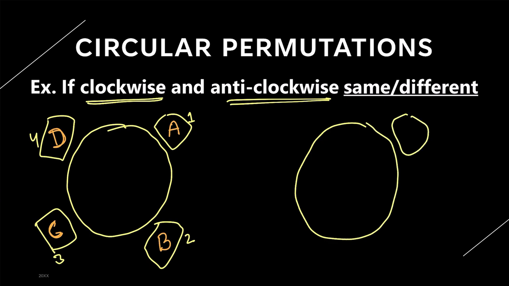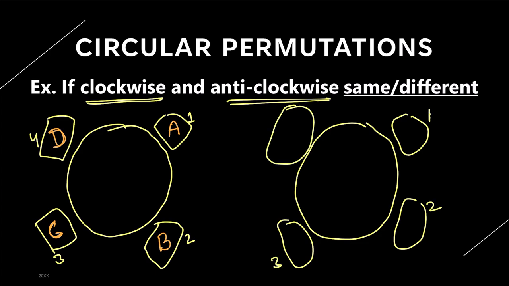This is seat number 3, seat number 4. Again, I'm marking it as 1, 2, 3, 4. Now, if you just move A to the next position, A is sitting here, B is sitting here, C is sitting here, D is sitting here.